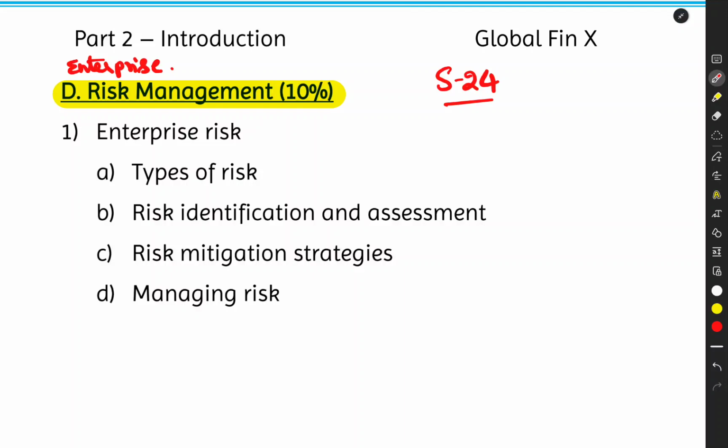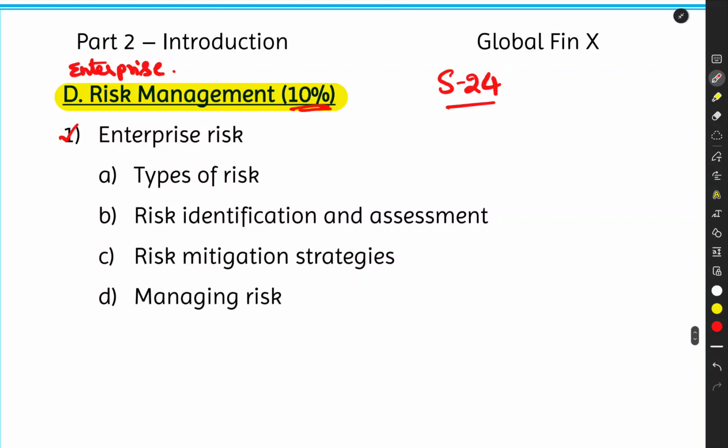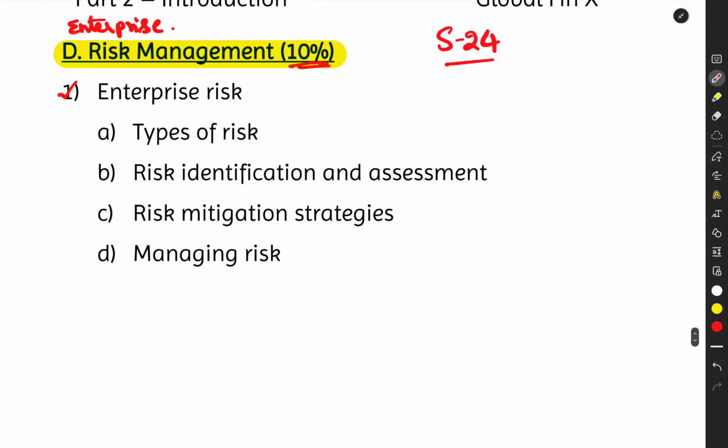So what is this Section D all about? See, it is a small section. Only one unit is there in this particular Section D, and that is also for 10% of the score, not like 20-25%. It is only 10% of your score. So what are the topics covered in this?